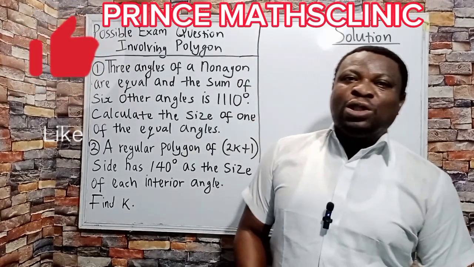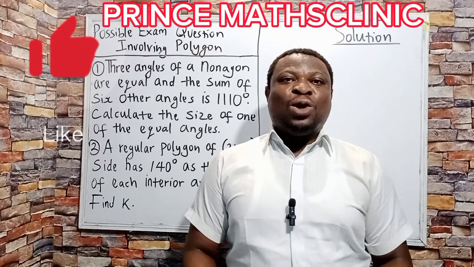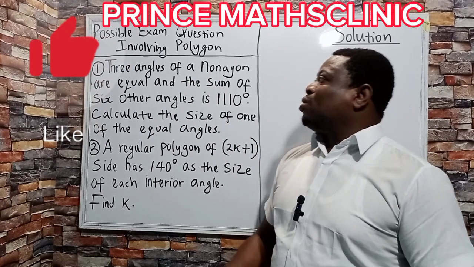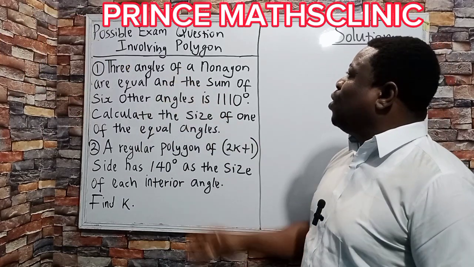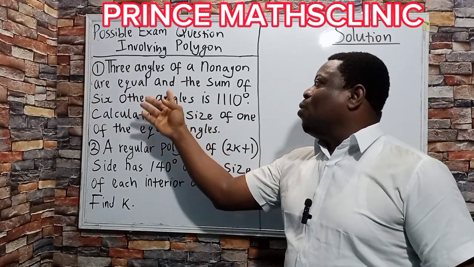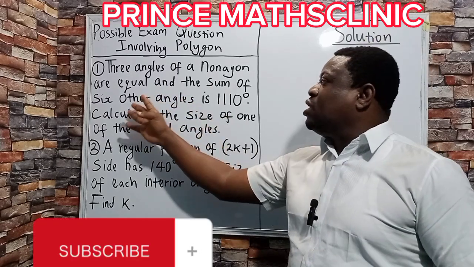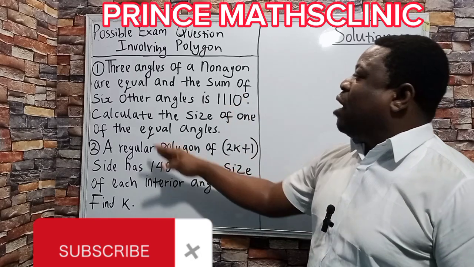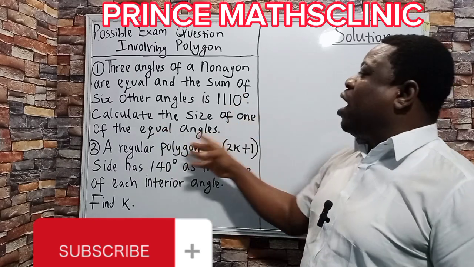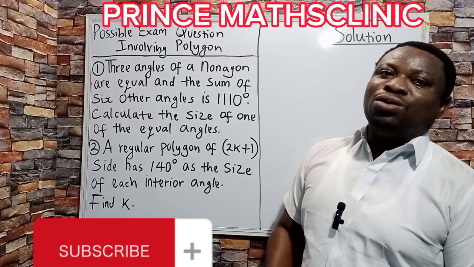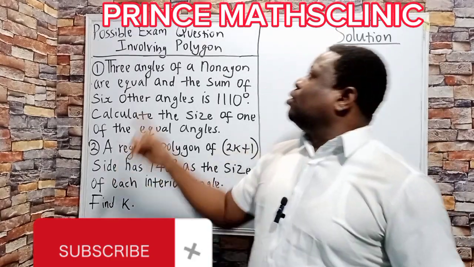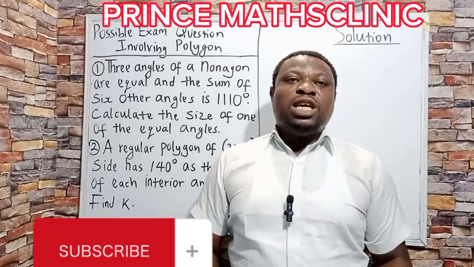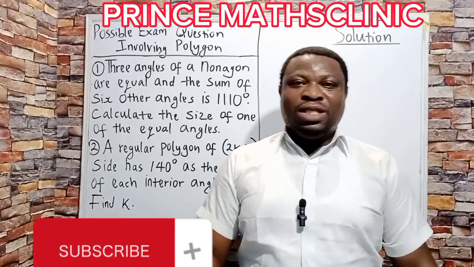Today we shall be continuing in our discussion on polygon. And here we have these lovely questions. 3 angles of a nonagon are equal, and the sum of the 6 other angles is 110. We have to calculate the sides of one of the equal angles. Now, the key word here is nonagon. Nonagon means a polygon with 9 sides.